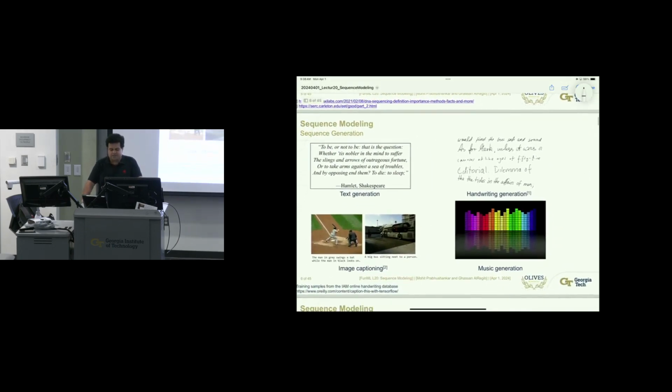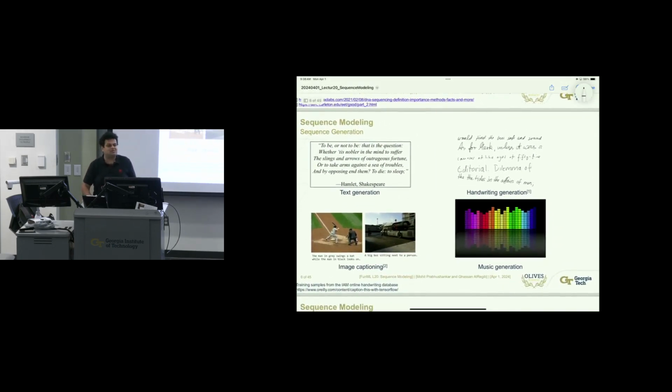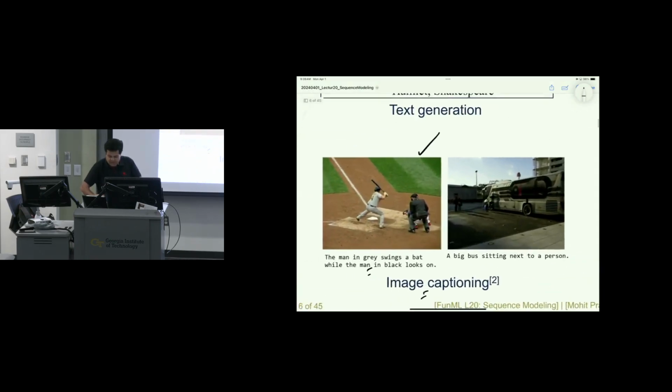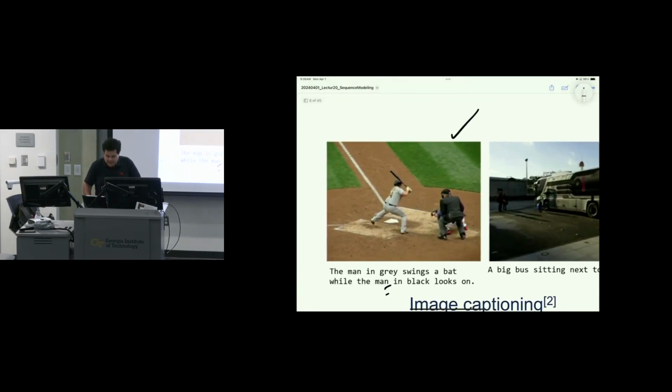The next one is sequence modeling, where we'll be discussing sequence generation. So sequence generation, the easiest one I can say, is image captioning, for instance. So image captioning is the application where you are given an image, and then you are asked to create captions for this particular image. So for instance here, I don't know if you'll be able to see this, but you have this image of a baseball. So the man in gray swings a bat while the man in black looks on, which is essentially a sequence modeling network describing what is happening within this image.